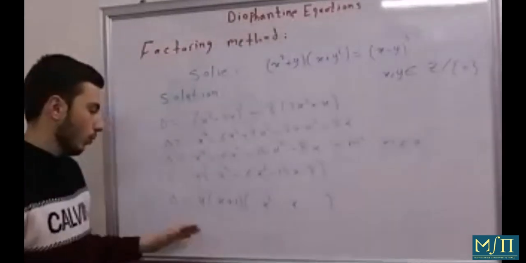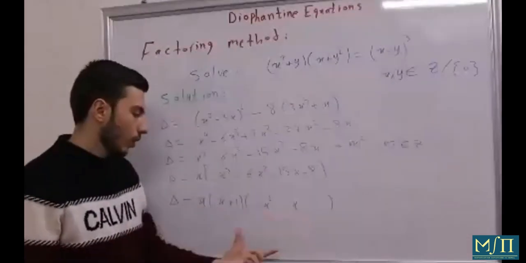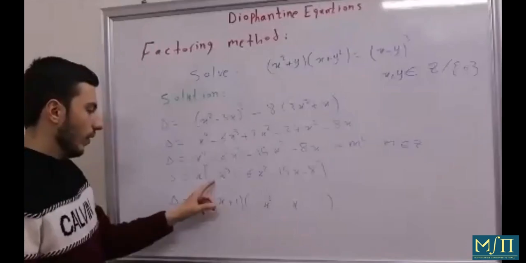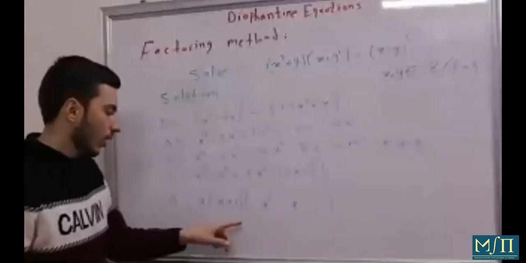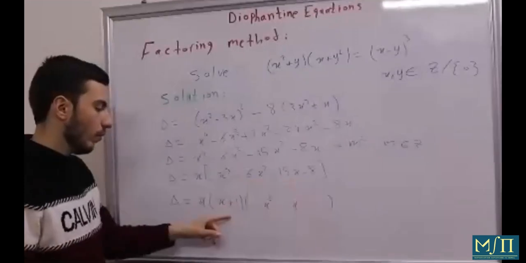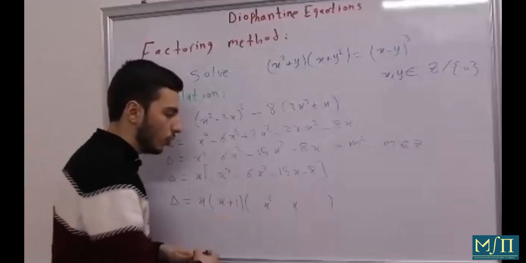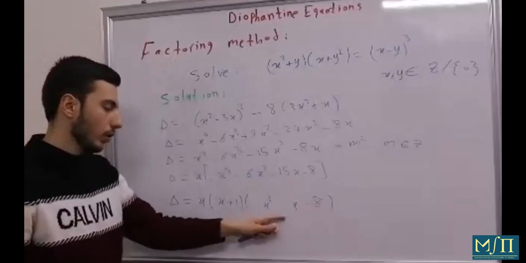Okay, so here we have x times x plus 1. So what should we have here? Well, first of all, since we have x cubed, we should have this as 1. So we have just x squared. And what about this here? Since we have minus 8, here we have minus 1. We must have minus 8, right? Minus 8.